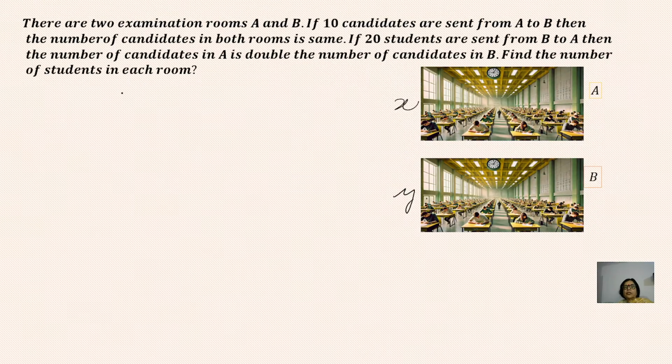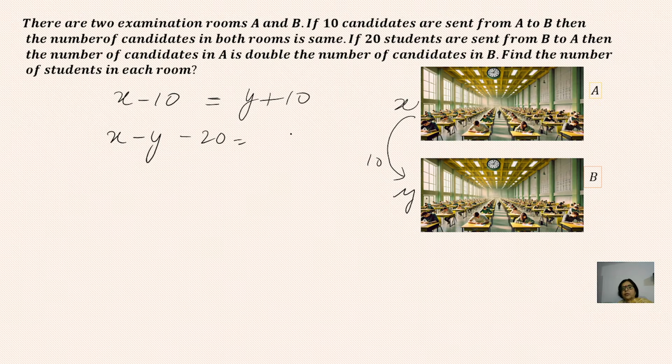Now the question says that if we send 10 students from A to B, the new number of the first room A will be X minus 10 and the new number of the second room will be Y plus 10. But the question says now the numbers are equal, that is, the number of students in each room becomes equal. So X minus Y minus 20 is equal to 0 will be the first equation.